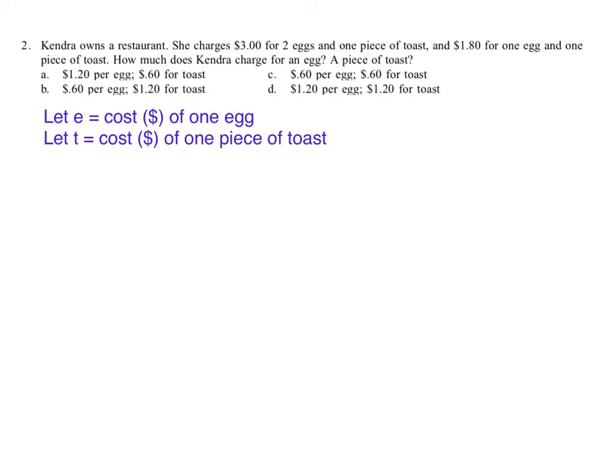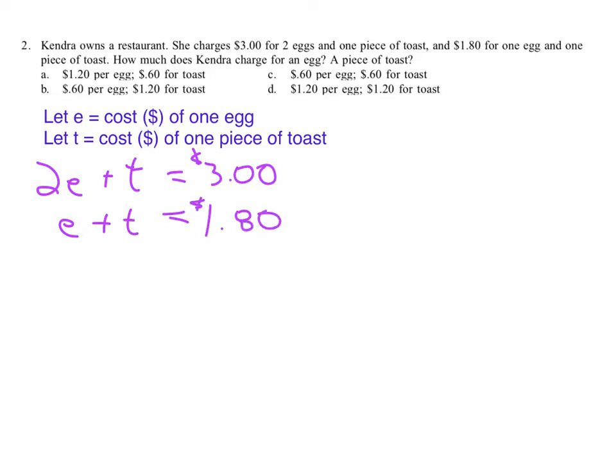Let's see. We know that 2 eggs times the cost of each egg, 2E, plus one piece of toast, plus T, equals $3. Okay? And then for the other equation, we have 1 egg plus one piece of toast equals $1.80. We have the two equations.